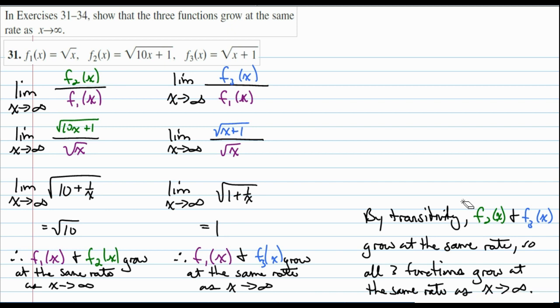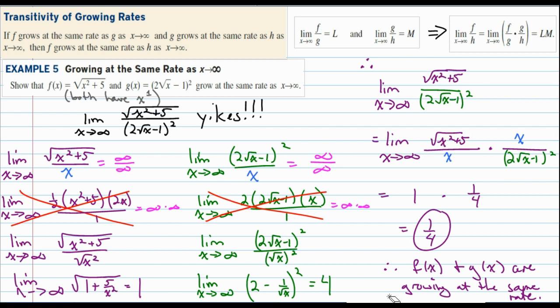So this one I had to state the transitive property because I was using all three functions. The previous problem, I used the transitive property, but I showed that only two functions grew at the same rate by making up a third one on my own. So I didn't have to use that third function in my final conclusion. I just showed that the comparison between those two was constant.